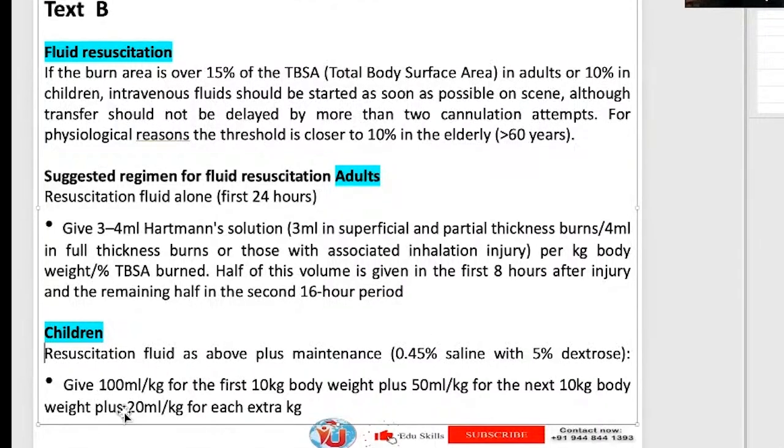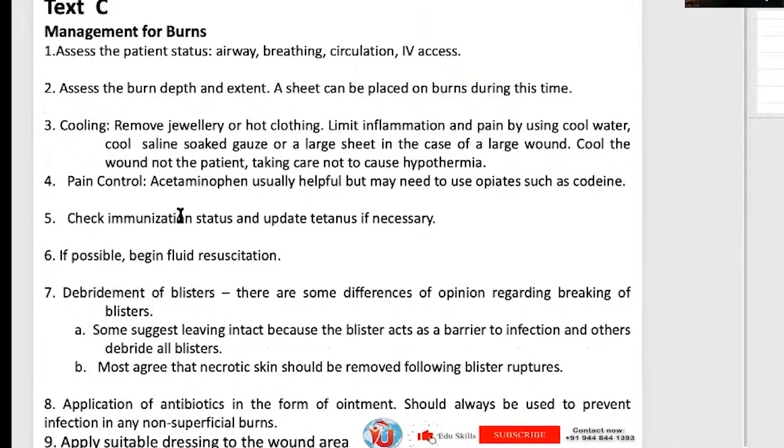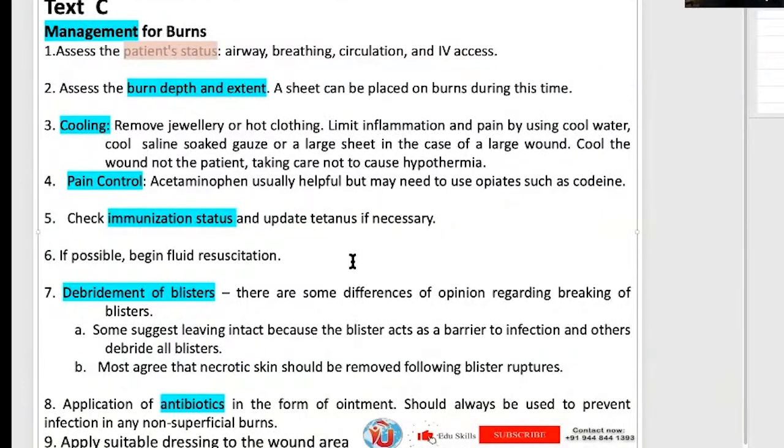And then later on, there are so many numbers here. But if something is spoken about pediatrics or children, immediately you have to come here. If some treatment about adults is spoken of, immediately you have to look only here, not the first and last paragraph. So easy to locate and go fast. And going to third, there are so many things. Management. Then just glance at the side headings: Cooling, Pain control, Immunization, Debridement, Application of antibiotics. So just have a glance over these things. Okay, that's it. Skimming means that is the thing.